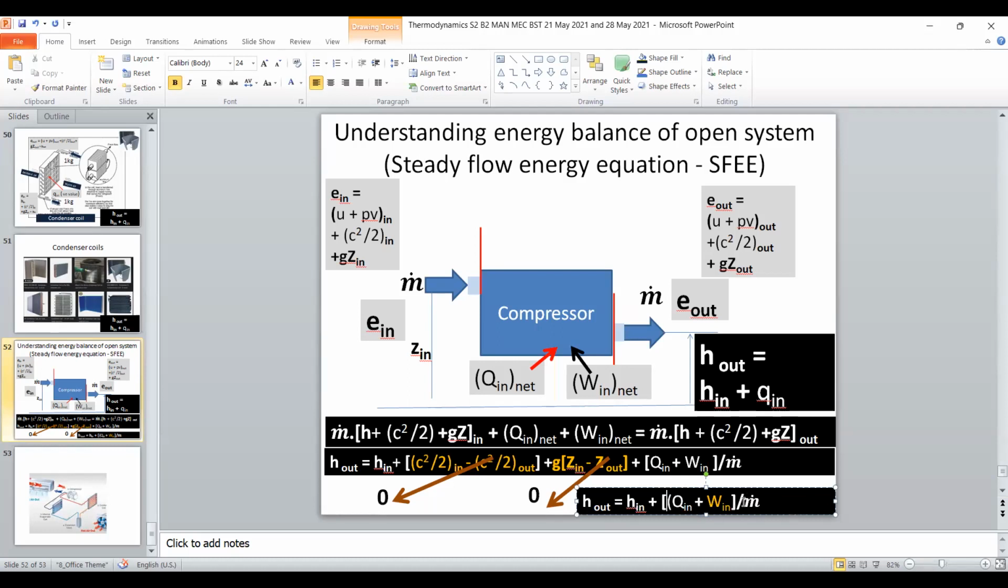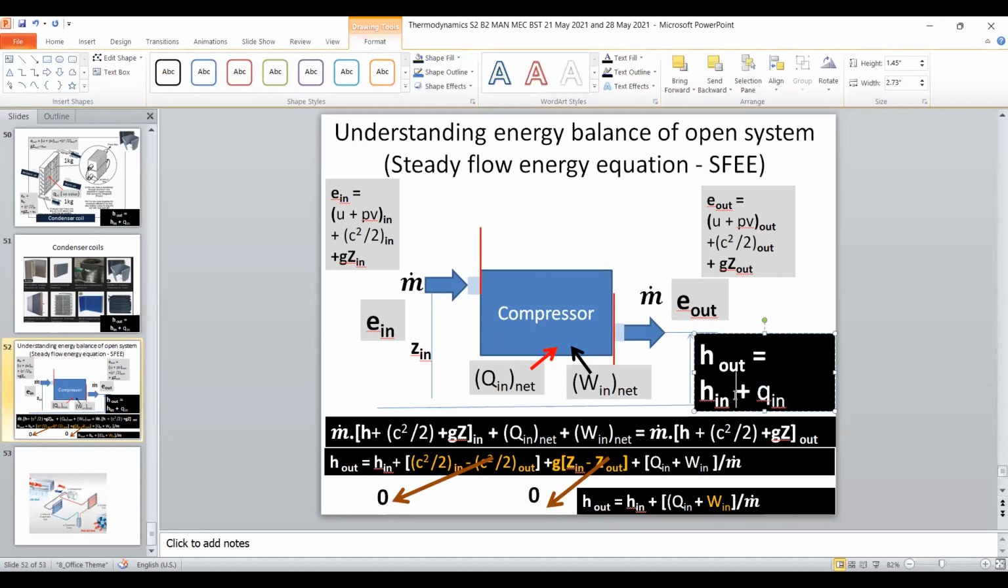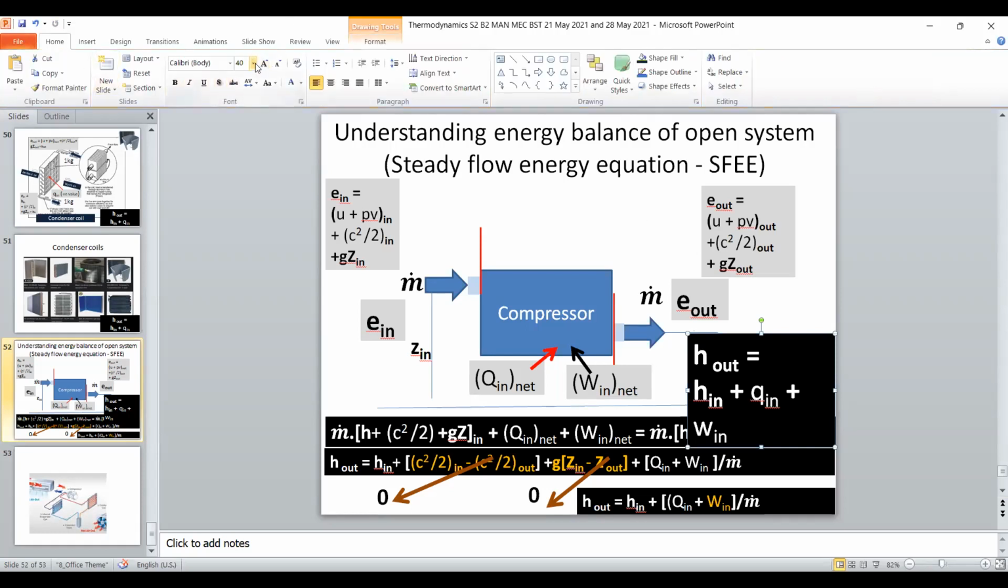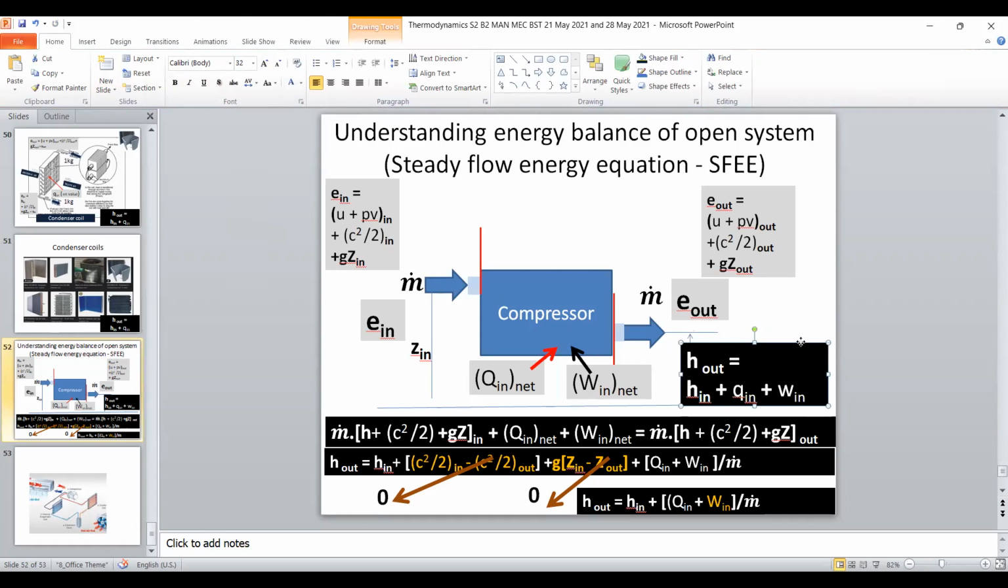See, Q in by M dot, W in by M dot. So plus W in. W in. See, this is for the compression.